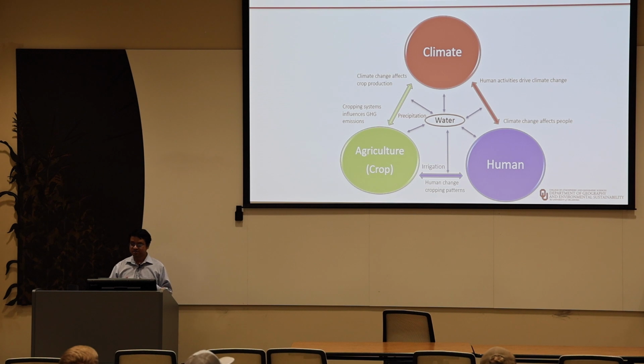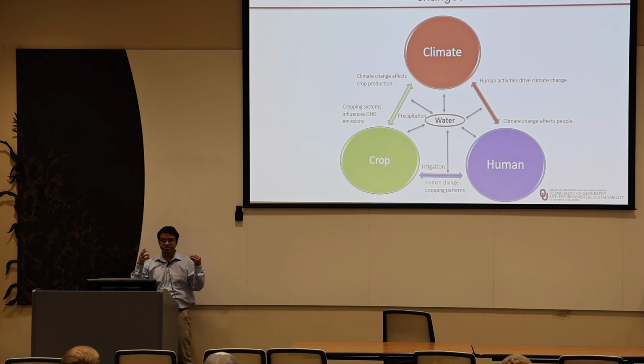For example, we humans are the main contributor to warming, to climate change, and climate affects crop production as well. Warming temperature would reduce yield. We also change the cropping patterns, which changes crop production and water use. So there are a lot of dynamics within the crop, climate, and human systems, and ET or water is the connecting link. ET is actually the vegetation or crop response to the environmental changes.